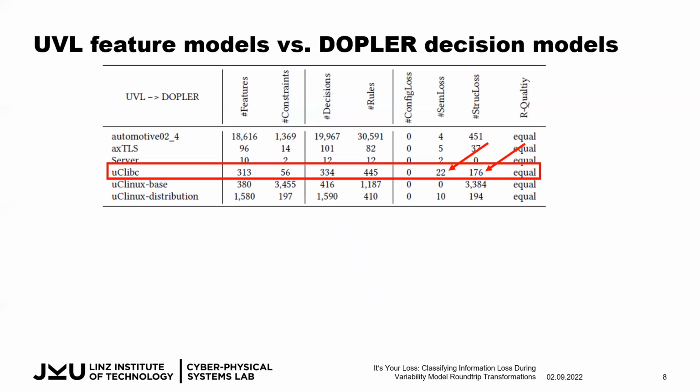For a more complex one, we found a similar transformation result, that all the abstract features, 22 in this example, have been lost. Also, 176 structure losses appeared. These 176 structure losses appeared due to changes in the constraints. So the majority of structural losses in our evaluation were found mainly in the constraints, because the constraints in the round-trip model may look a little bit different, like a required constraint, which was originally described a little bit differently.